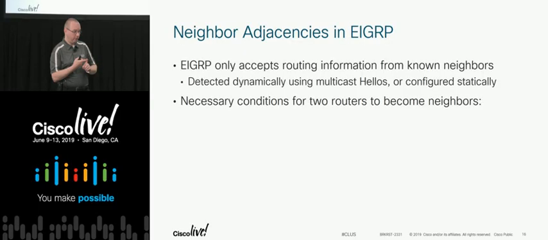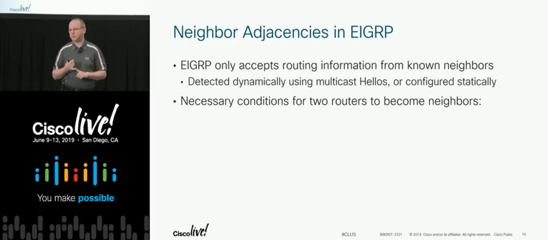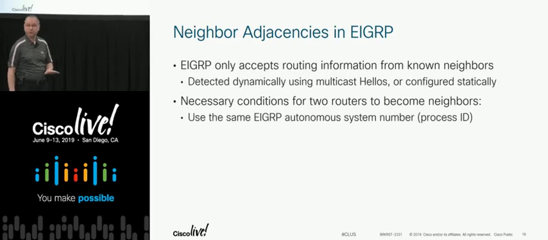The AS number, the process number, right? Timers don't need to match. Actually, OSPF is the only one that asks you for that. EIGRP is flexible. ASN, the autonomous system number. Anything else? Subnet, yes, you must be on the common subnet. Anything else? If you're using authentication, then obviously authentication has to match. All these, perfect, all these things need to match.